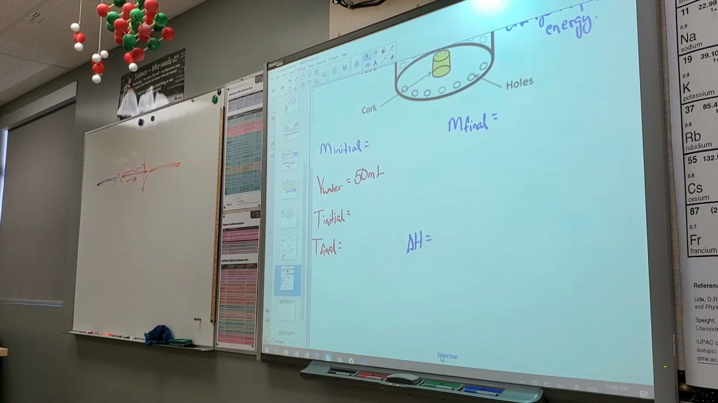Yeah, but the math, this is why I want to know. You need the temperature change of the water.